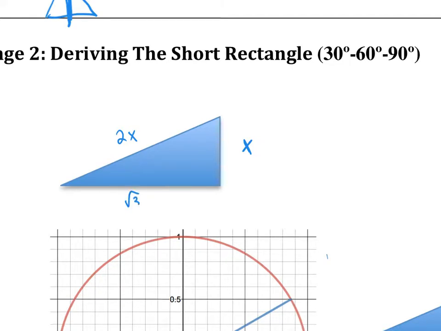And the long leg is radical 3 times this. This is my jam. So what we did was multiply this by radical 3 to get to the long leg. And we multiplied this by 2. We just doubled it to get to the hypotenuse.